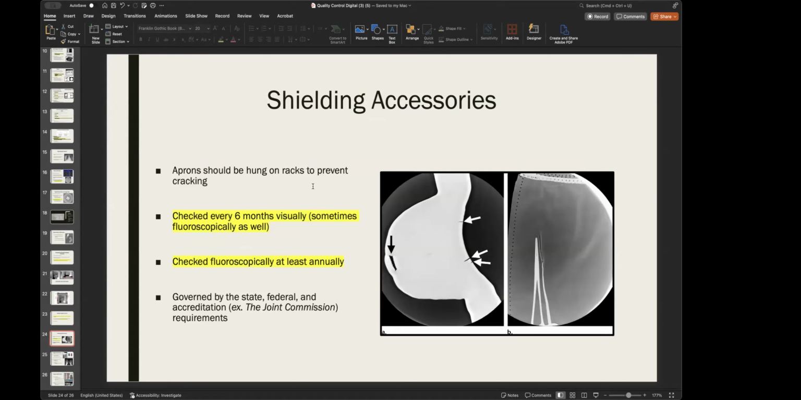We talk about shielding accessories. These should be checked every 6 months visually, okay? But every year, shielding accessories need to be checked at least once a year under X-ray or under fluoroscopy so that we can check it for cracking, like you see here. That's governed by a lot of requirements. The state, federal, Joint Commission all have requirements on monitoring lead shield accessories.